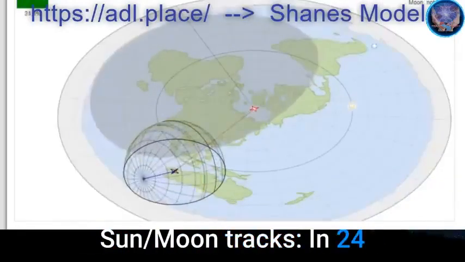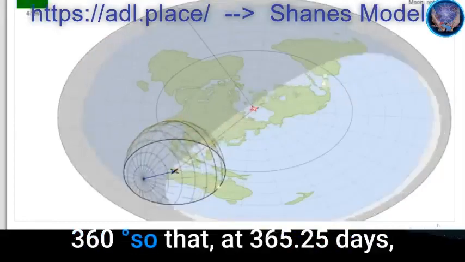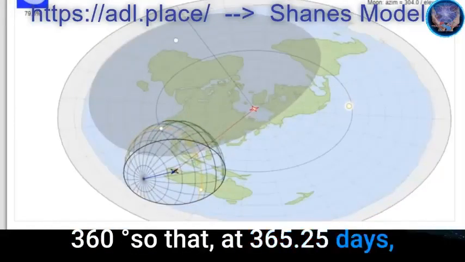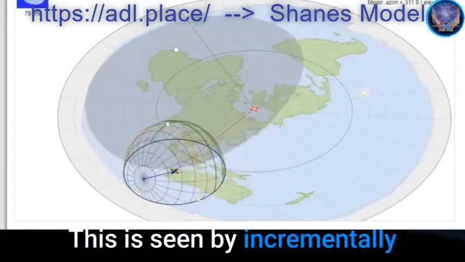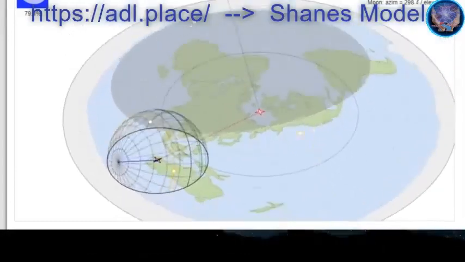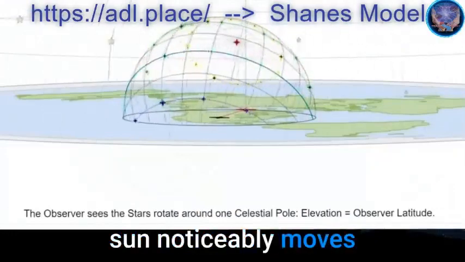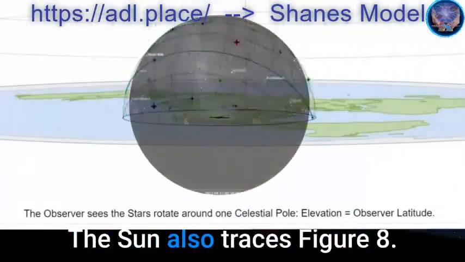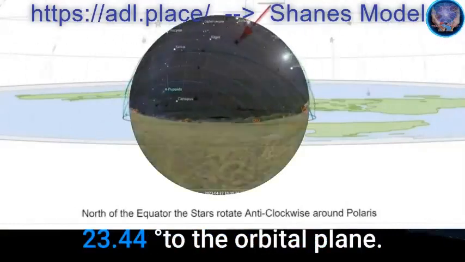Sun-moon tracks. In 24 hours, the fixed stars rotate approximately one degree more than 360, so that at 365.25 days, the star constellations return to the same place in the sky. This is seen by incrementally advancing the day, if you're clicking the field and using arrows up or down. The dome grid advances each day by approximately 1 degree. Advance the time in 24H steps, and the sun noticeably moves between the solstice lines. The sun also traces a figure 8. This is caused by the sun's ecliptic plane at 23.44 degrees to the orbital plane.